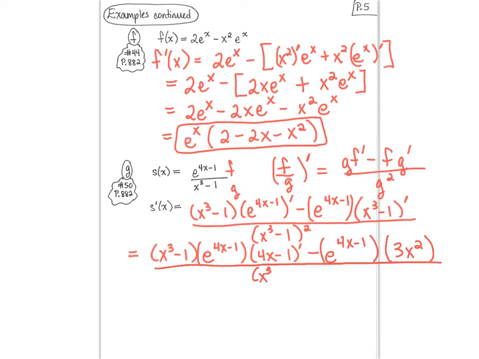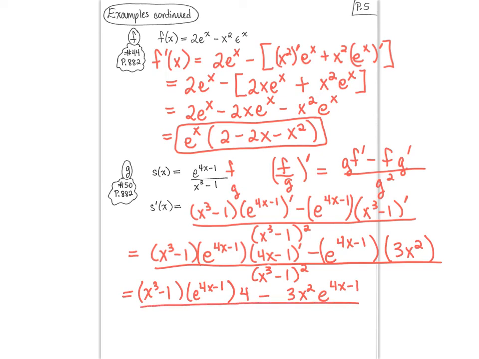That's a cubed. Doesn't look like 1, so let's make it look like 1. So x cubed minus 1 squared. And then we get x cubed minus 1 times e to the 4x minus 1. The derivative of 4x is 4, minus 3x squared times e to the 4x minus 1. Just rearrange the second part, all over x cubed minus 1 squared.